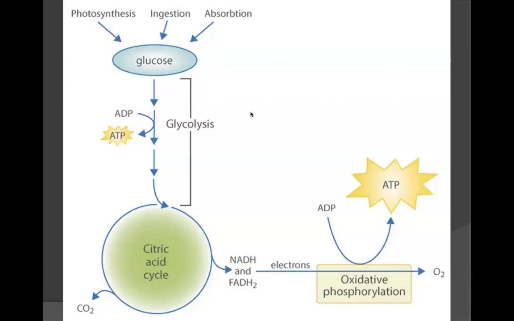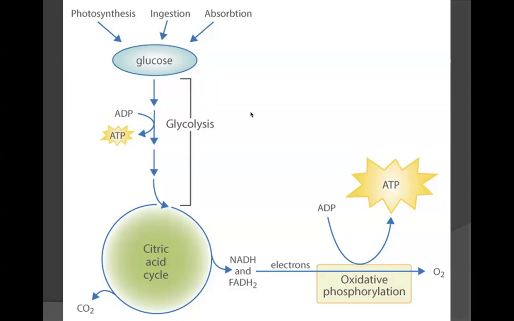This slide gives an overview of those processes. Glucose can come in different forms, either through photosynthesis, ingestion, or absorption. Glucose will then undergo the process of glycolysis, where it will be broken down into the pyruvate molecules. These pyruvate molecules will then enter into the citric acid cycle. Notice that in glycolysis, we do have the production of ATP molecules. However, there is not a lot of ATP produced by this step.